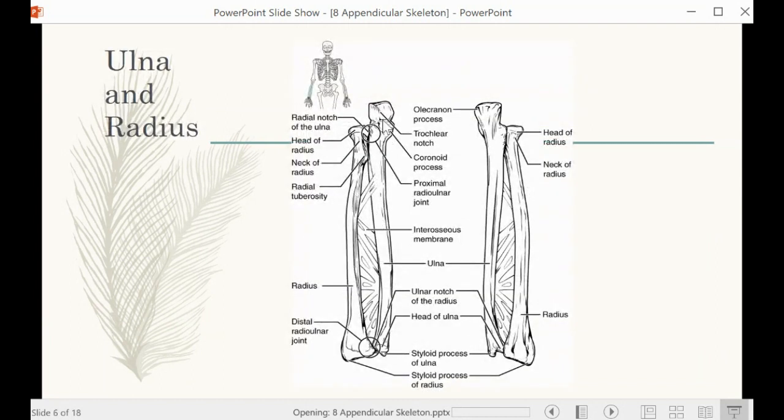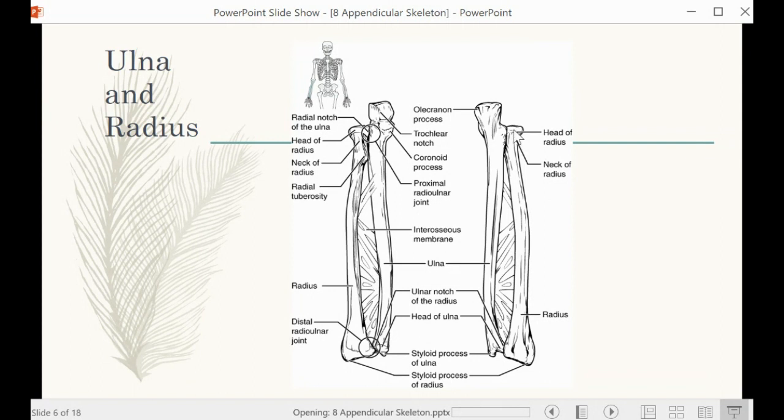These are the radius and the ulna. Right? The radius and the ulna are attached together through an interosseous membrane. Right? And when you hold your hand with palms to the sky, supine, then you will have your ulna here and your radius over here at your thumb side. When you flip them around to pronate, they're actually going to cross over one another.